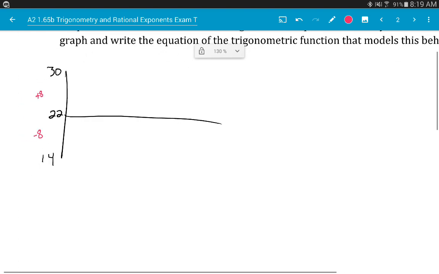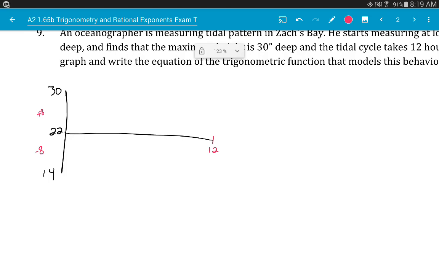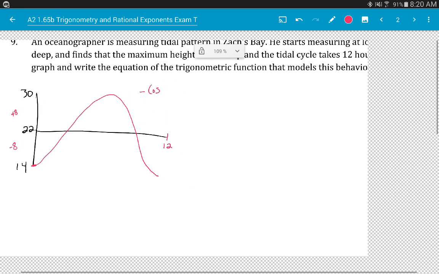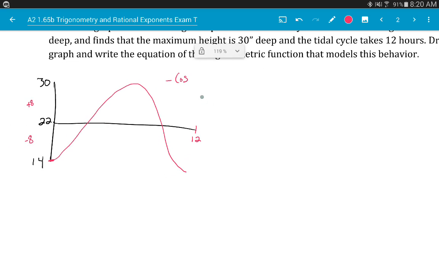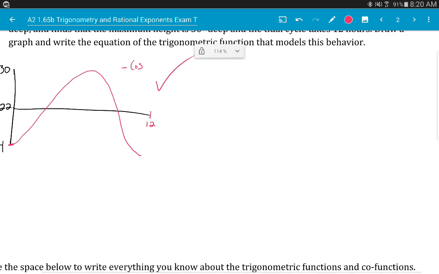The tidal cycle takes 12 hours, so that means 12 goes right here. He said it starts at the minimum, so I think the graph looks like this. And what that is, it's a negative cosine function. All right, so here's my graph. Graph is done.